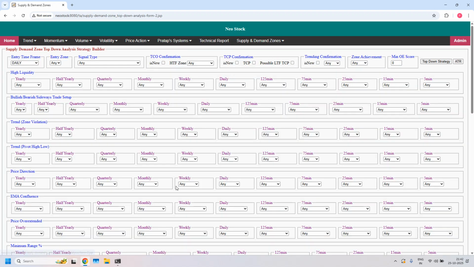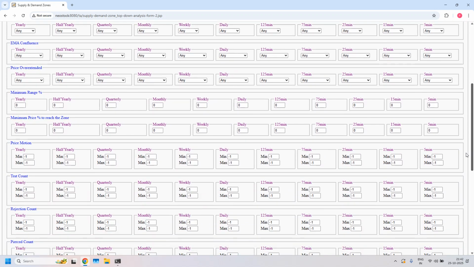Next, daily income trade, entry time frame 15 minutes, entry zone demand zone, bullish or bearish or sideways. At 15 minutes, I am selecting sideways long. That means for daily income trade, I am generating sideways long setup zones. Zone achievement VOZ, minimum order enhancer score 11, 15 minutes demand zone should not be pierced.